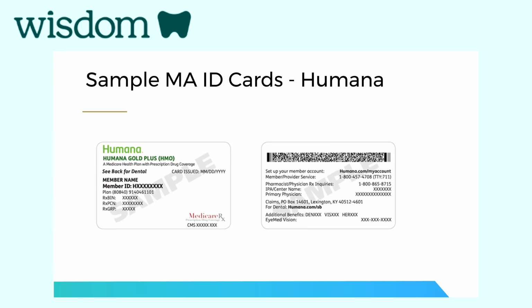And on the back of this card, it'll say additional benefits. When you see DEN and 3 numbers, that tells you this patient has elected to purchase a Medicare Advantage medical plan, and also they have supplemental dental. VIS means that they have supplemental vision. HER means that they've elected a plan with hearing supplemental benefits. So this is the difference between the different types of Medicare.